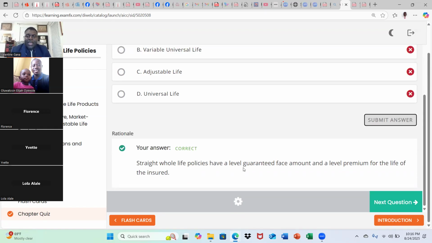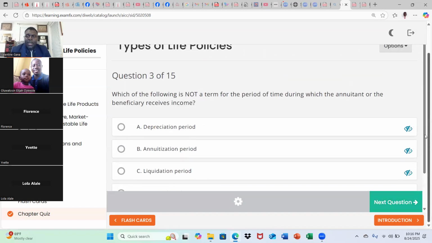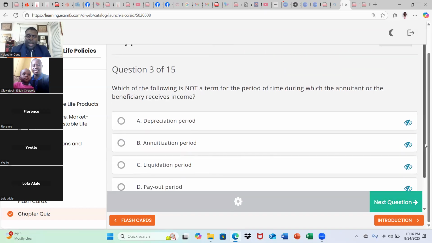Straight whole life policies have a level guaranteed face amount and a level premium for the life of the insured. Straight life, for the life of the insured. All right, let's do number 3. Lola, you want to read this one for us?